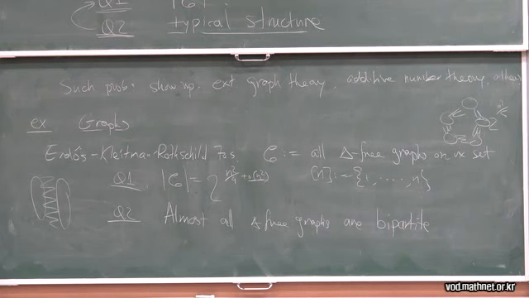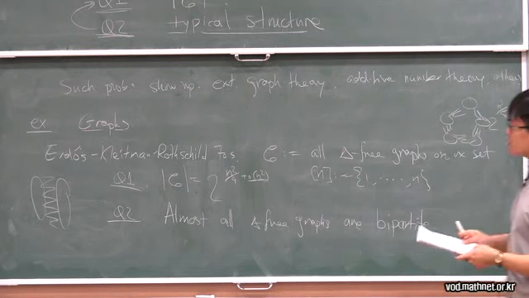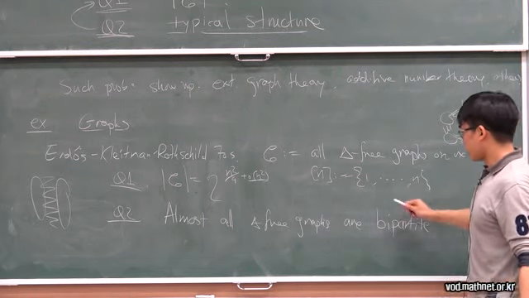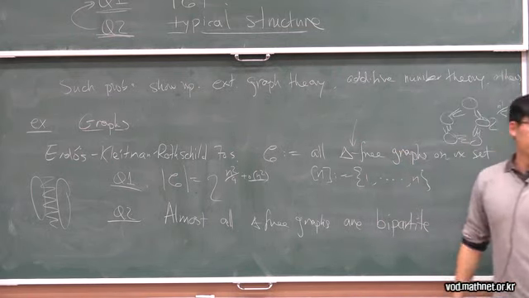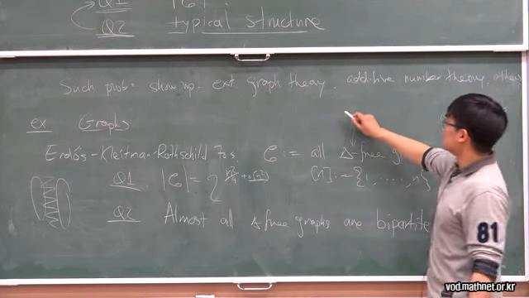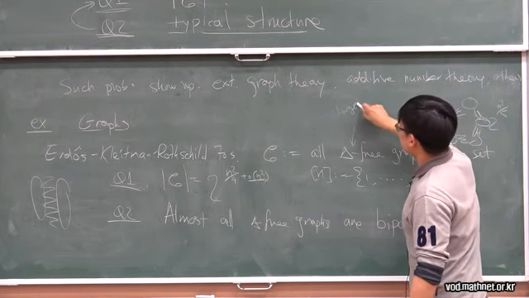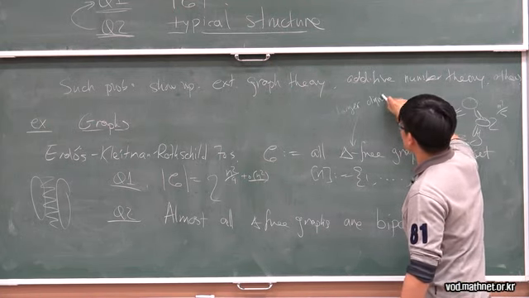We will see more examples of such kind. So since this paper, there are many, many extensions where instead of considering, say, triangle-free, it was generalized to larger cliques, for example.